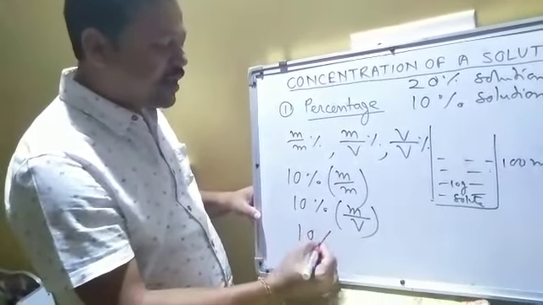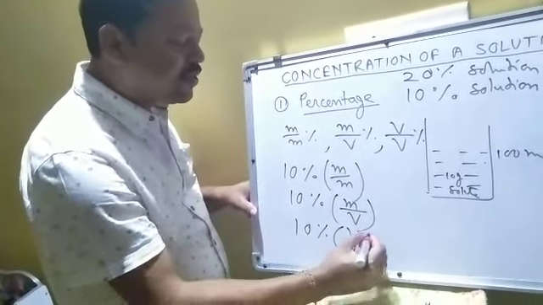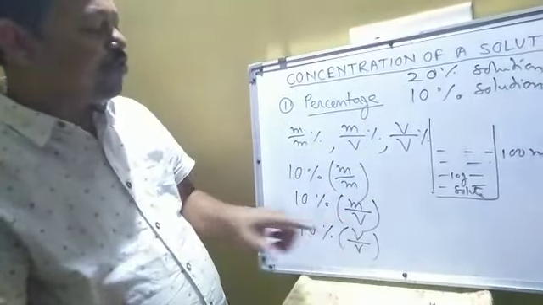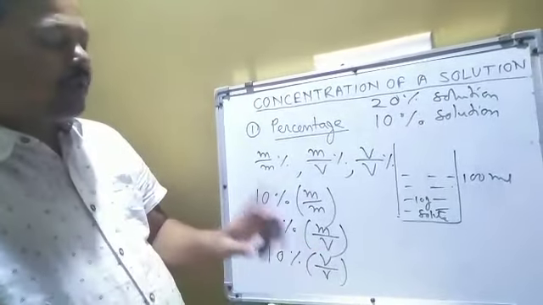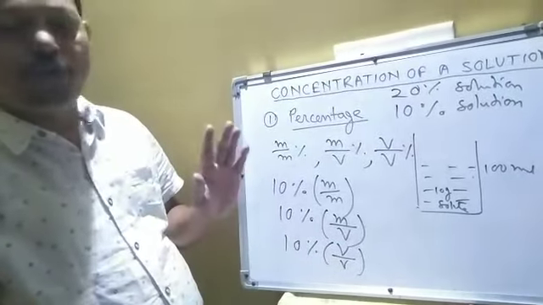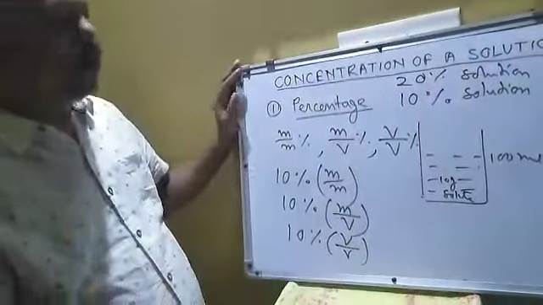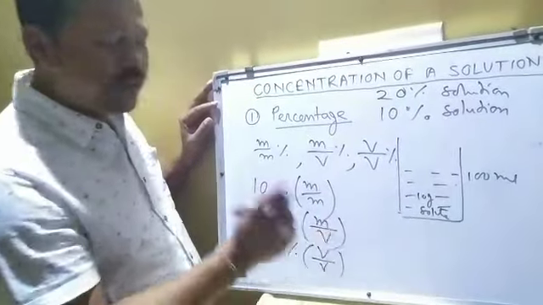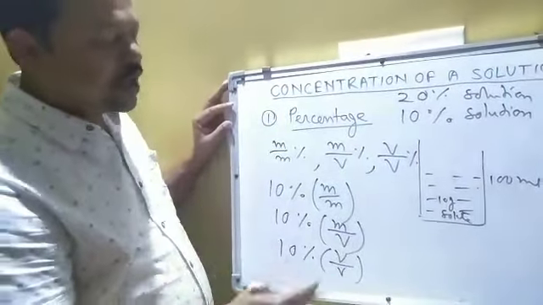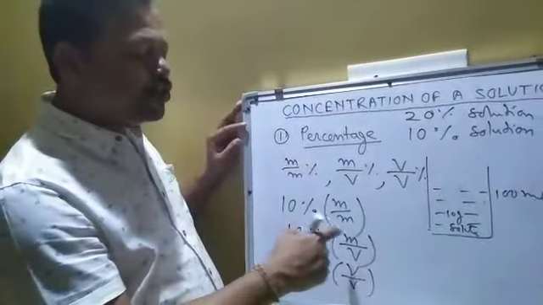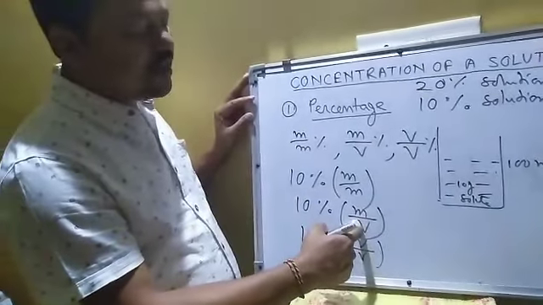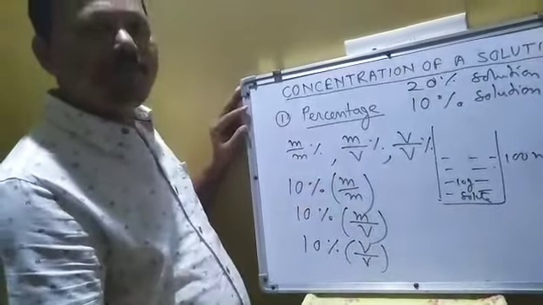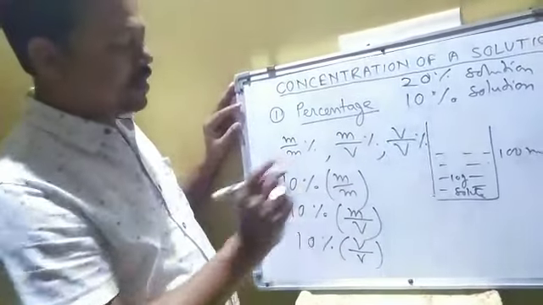And similarly, 10% v by v means both you have to express in terms of volume. I mean 10 ml of solute is present in 100 ml of solution. Suppose your solute is liquid and the solvent is also liquid, then you have to express v by v. Suppose your solute is solid and the solvent is liquid, then you have to express m by v. And if both solute and solvent are solid, then you have to express both in mass.